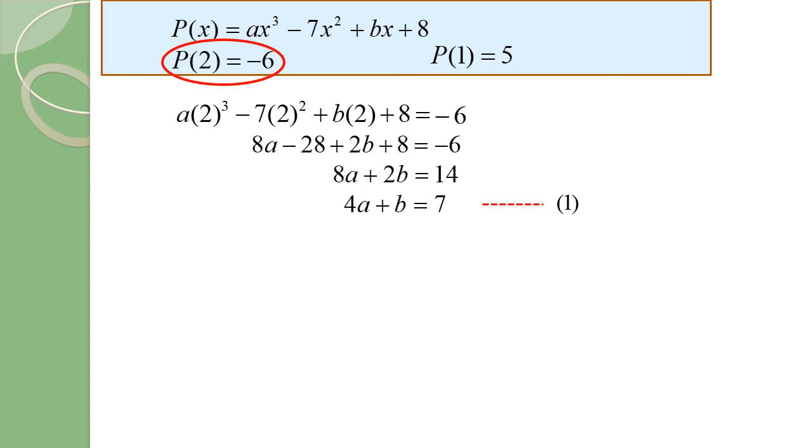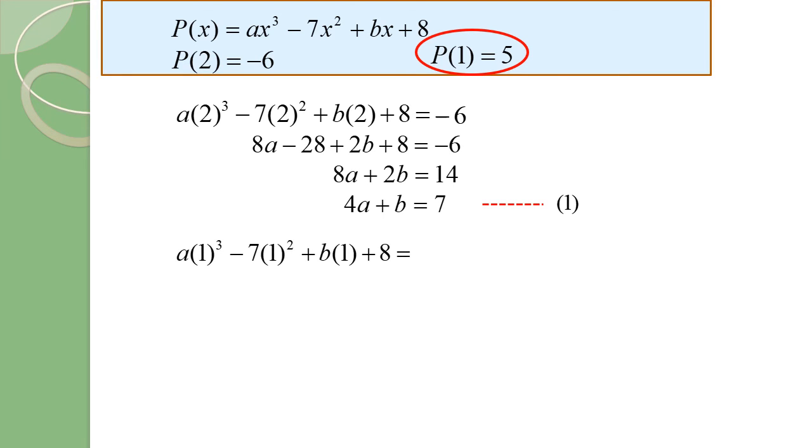And then we have another piece of information, P of 1 equal to 5. So we substitute 1 into the polynomial. So we have a times 1 cubed minus 7 times 1 squared plus b times 1 plus 8 equal to 5. So simplify, the same thing you did for P of 2 equal to negative 6. So we have a minus 7 plus b plus 8 is equal to 5. So a plus b equal to 4. So this is the second equation.